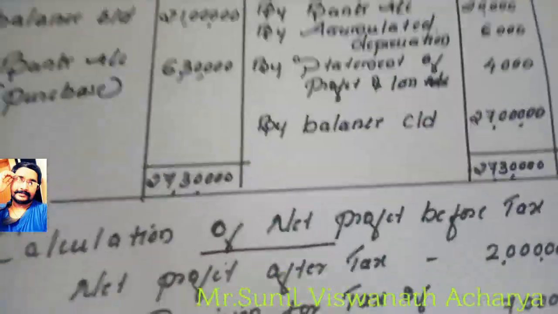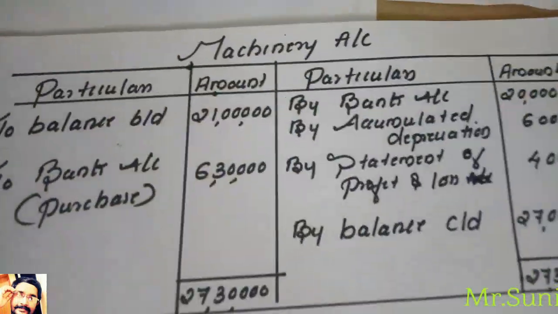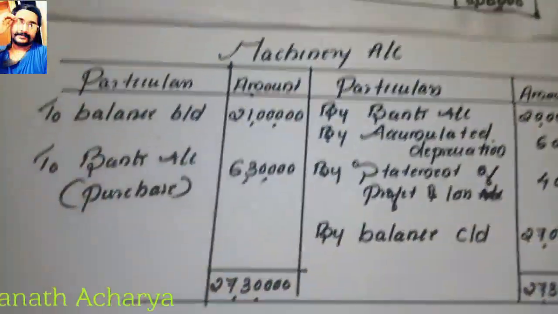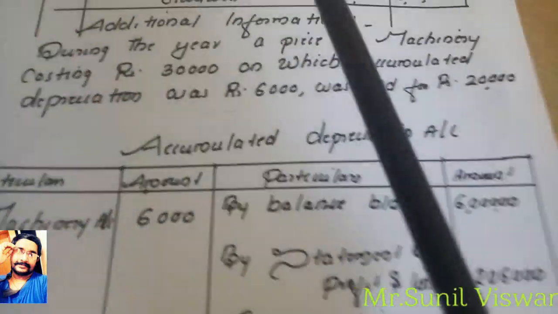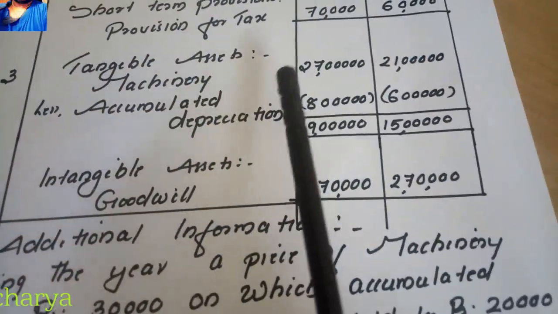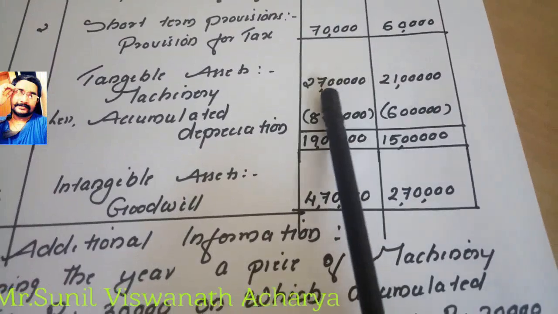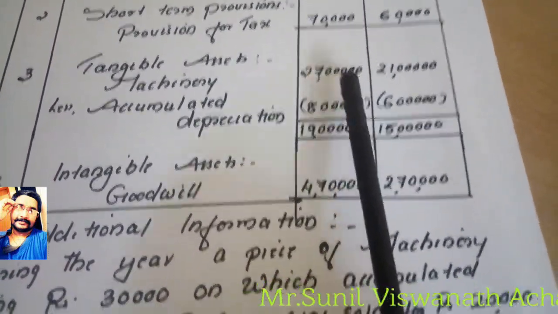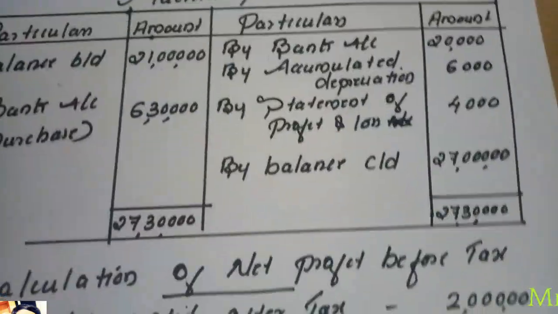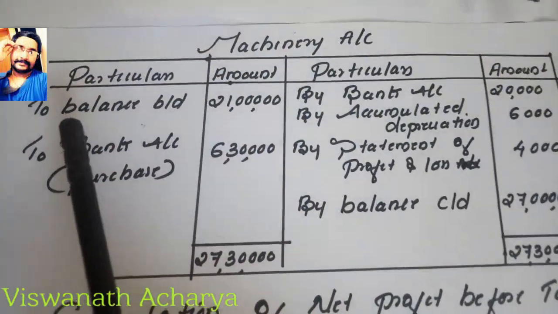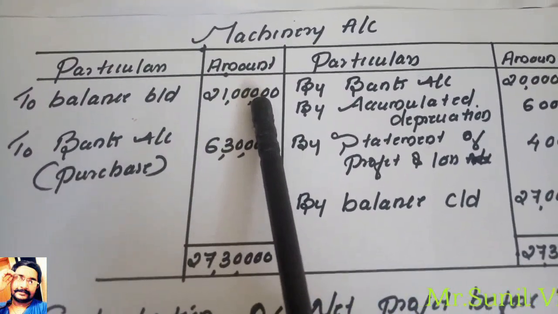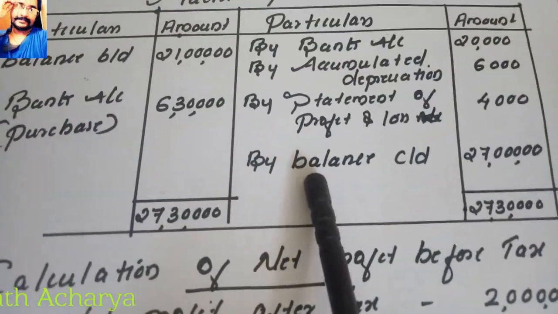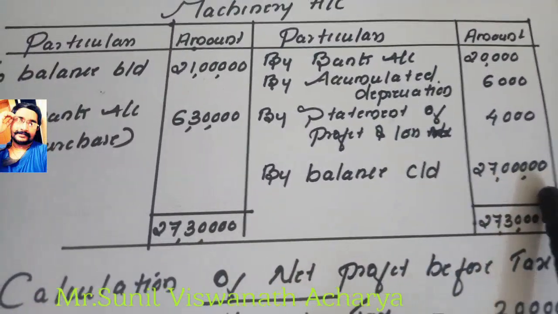Now the machinery account also we have to prepare. I will show you how to prepare the machinery account. We know the format is the same, particulars and amount. Here we can see for machinery the opening balance is 21 lakhs and the closing balance is 27 lakhs. Machinery is an asset with a debit balance. So the opening balance we will write on the debit side as balance brought down, 21 lakhs, and the closing balance on the credit side as by balance carried down, 27 lakhs.